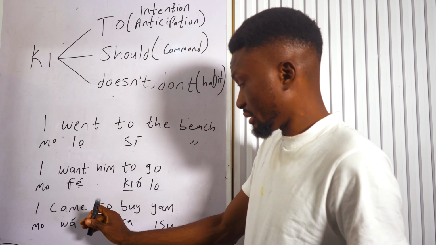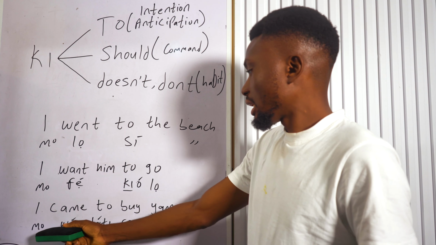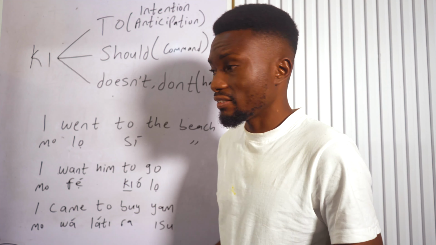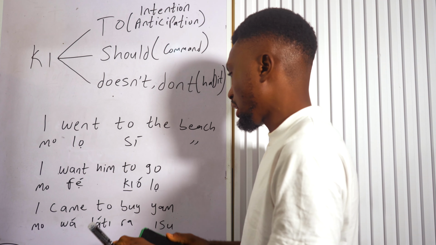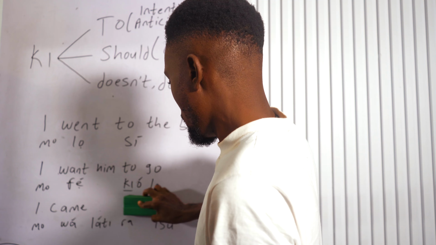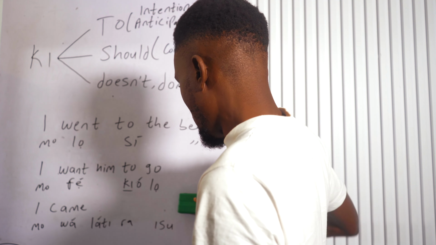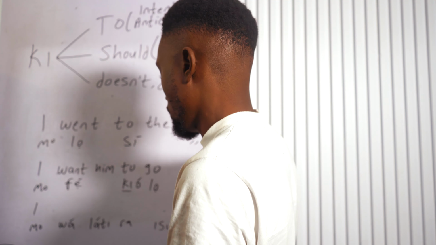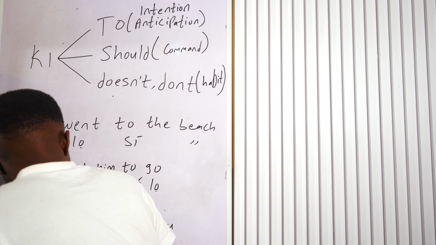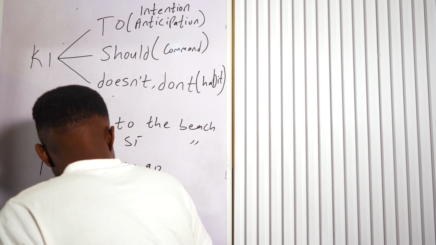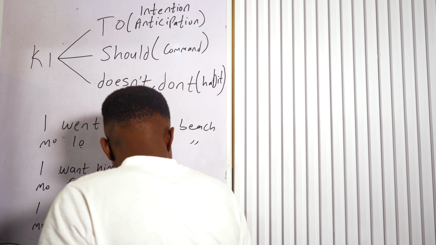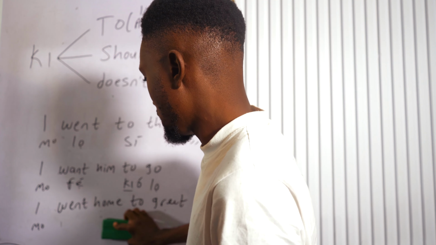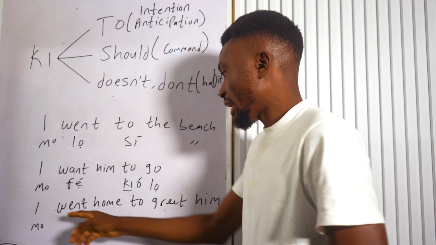Mo wá. I think this example may be confusing a little bit. Like I came to buy yam, the perfect way is mo wá ra iṣu. But of course you can say mo wá láti ra iṣu. But of course the perfect example would be: I went there to greet him. I went home to greet him. I went home to greet him. This is the perfect example for this. So I went home to greet him.